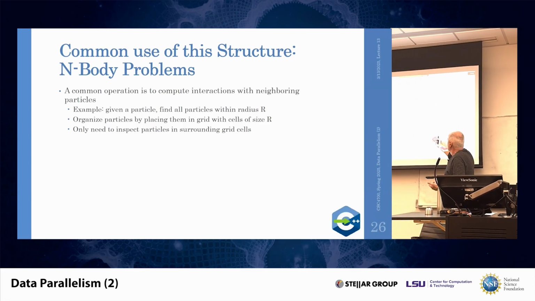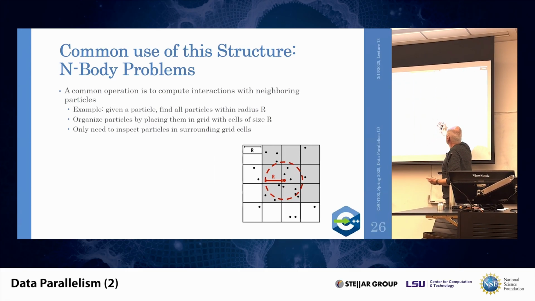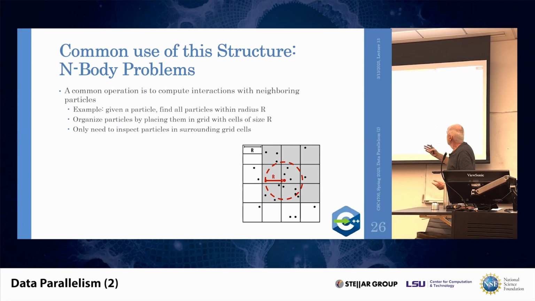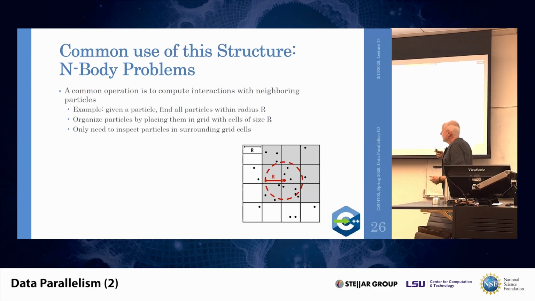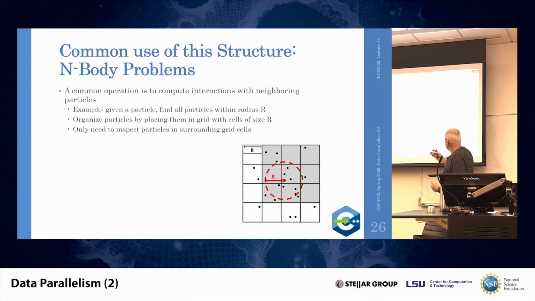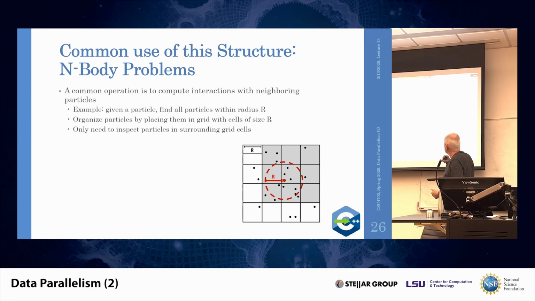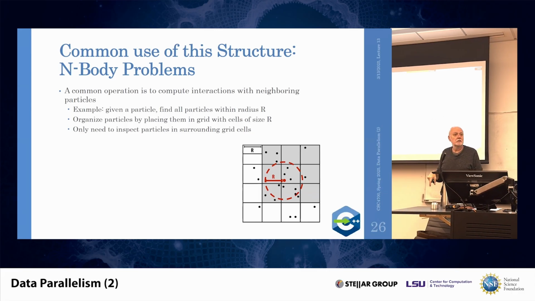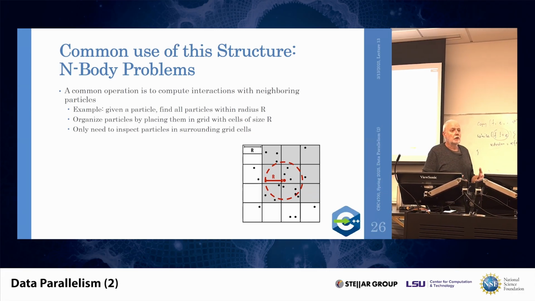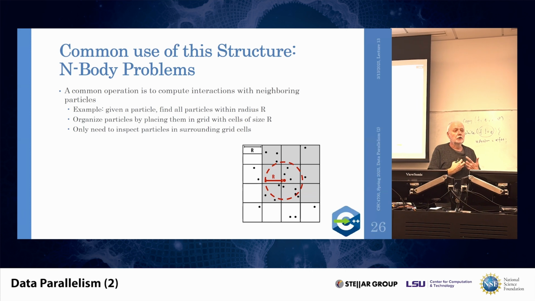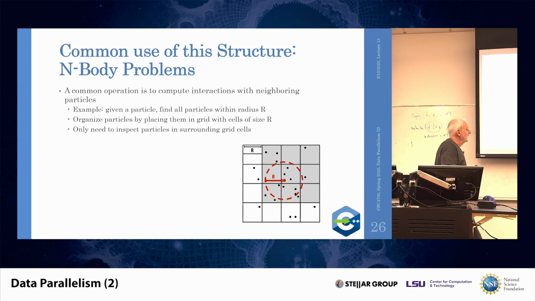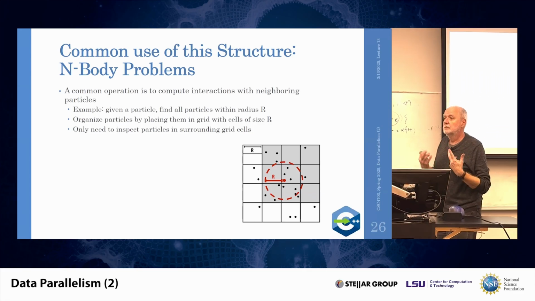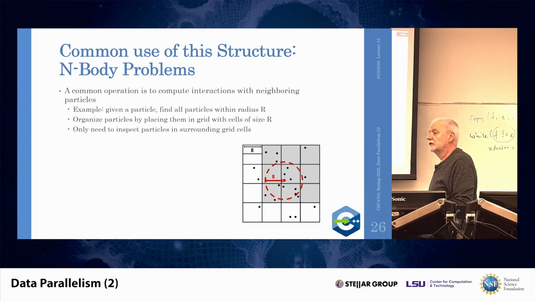So, for instance, we have a certain given particle, and we want to find all particles that are in a certain radius around that particle. If we have placed our particles in a cell, in a mesh, in a grid, we know that we only have to look in a certain subregion of that grid, so we can reduce the amount of interactions between particles significantly, because we don't have to look into all the particles in cells that are outside of that radius.